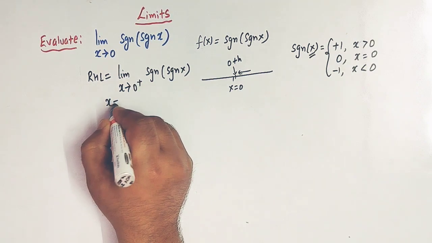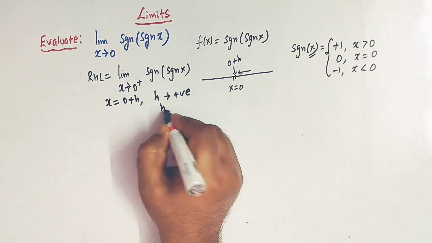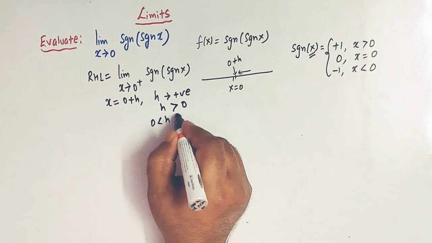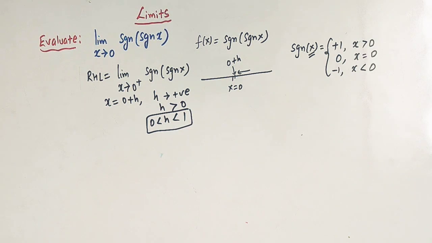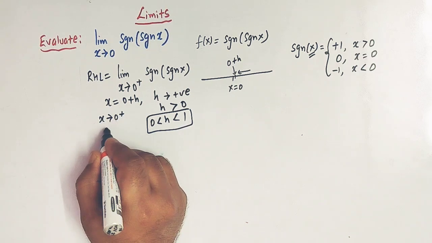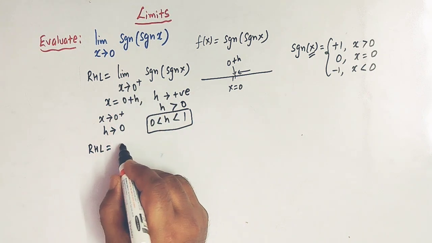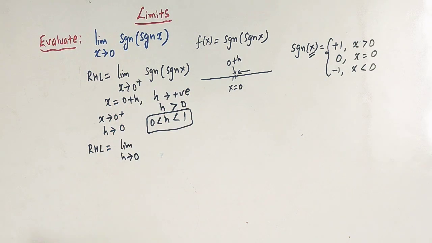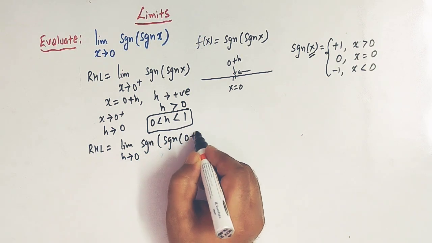So here we'll take x equal to 0 plus h, where h is a positive quantity, h greater than 0. Or in other words, h is greater than 0 but less than 1, so h is infinitesimally small. Now when x tends to 0, obviously h tends to 0. So the right hand limit takes the form of the limit h tends to 0. Now we'll express this limit in terms of h: we have limit h tends to 0 of signum of 0 plus h.